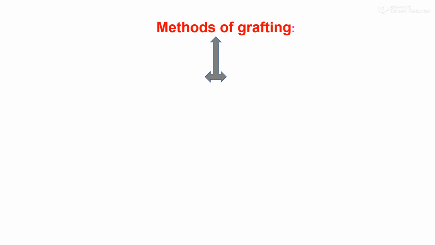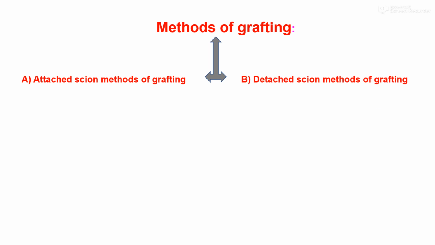So there are different methods in grafting. Number one is the scion attached method and number two is the scion detached method. Scion attached method means at the time of the practice, the scion is still attached with the mother plant, and after the success of the graft, we can detach it from the mother plant. While in the scion detached method, first we detach or remove the scion from the mother plant and then we follow the grafting practice.